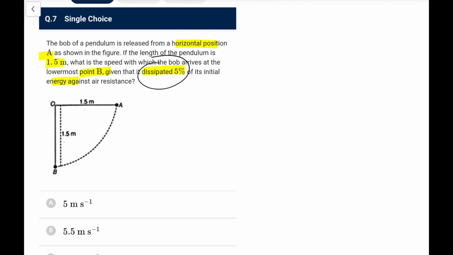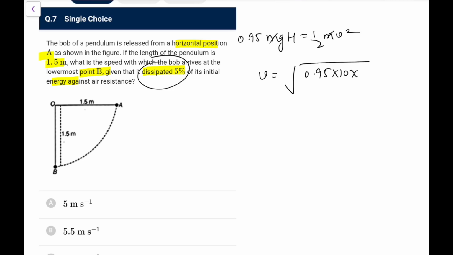So simply what we can say, typically mgh is the loss. So instead of the full loss, I will say only 0.95 will be used to increase the kinetic energy, because 5% is dissipated. So 95% is converted into that v. So v comes out as root of 0.95 into g, which is 10, into h, which is 1.5 into 2. So we are left with 15 into 2, that is 30, into 0.95, that is 28.5. So it would be root of 28.5, if I am right.